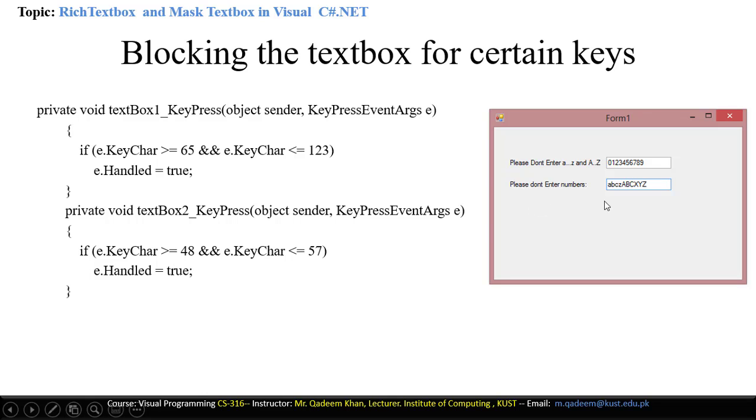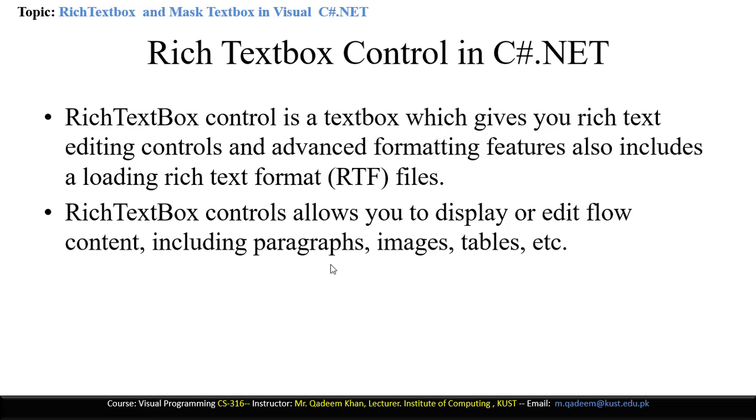That means that e.Handled true blocks these keys and for the rest, it allows the keys. So here you can type small a, b, c up to small z, and then from capital A, B, C to capital Z. So this was the program. You have to implement it on your own.